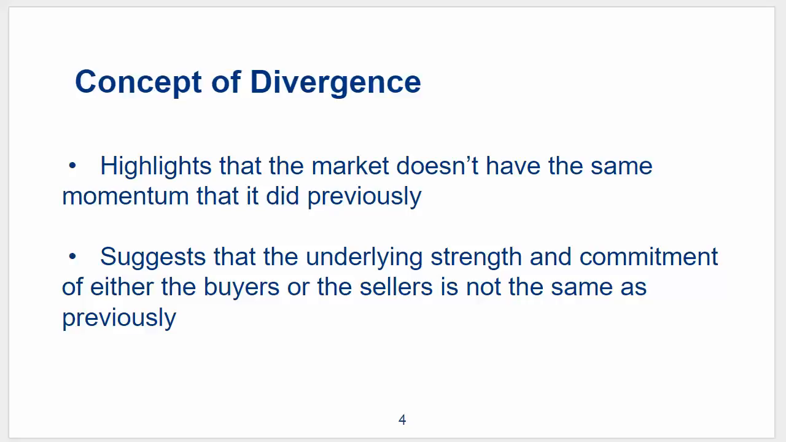Now basically, because we're using an oscillator on the bottom, and that's a measure of momentum, when we have this divergence, it tells us that the momentum we have in the market at the moment is not the same as it was previously. And that says something about the strength and the commitment of either the buyers or the sellers from that previous period. It tells us that the market is not as healthy as it perhaps was, and very often it's difficult to see that just on a chart, and sometimes we can pick that up quite easily with divergence with an oscillator and a price chart.